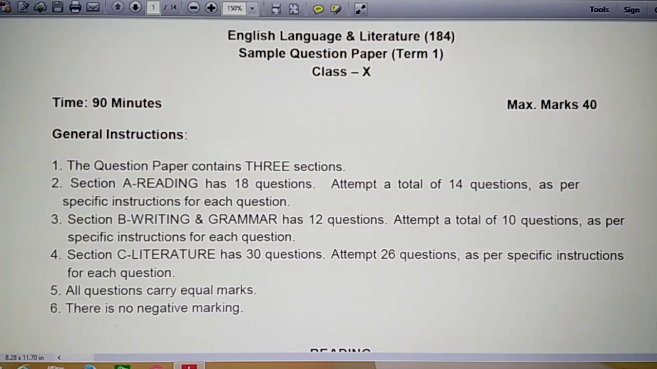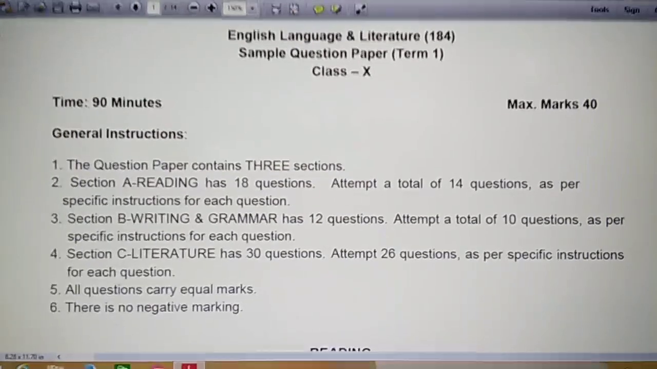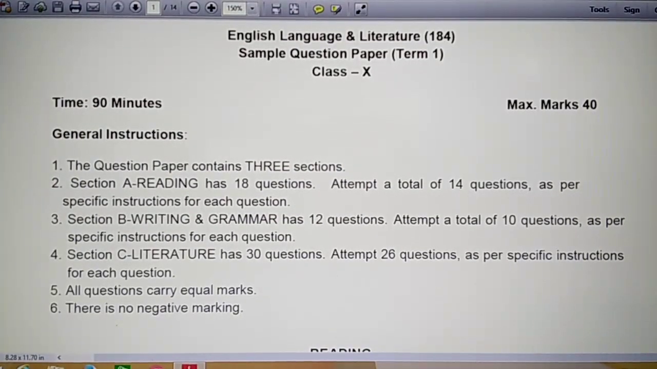And let me tell you one thing, maximum marks are 40, time allotted is 90 minutes, and here are some general instructions. The question paper contains 3 sections. Section A, reading, has 18 questions, attempt a total of 14 questions as per specific instructions for each question. And the third instruction is Section B, writing and grammar, has 12 questions, attempt a total of 10 questions as per specific instructions for each question.